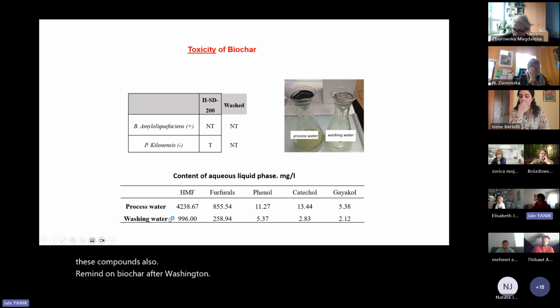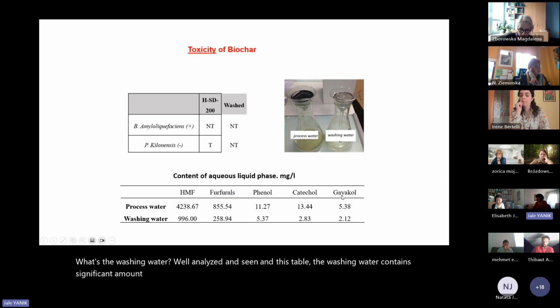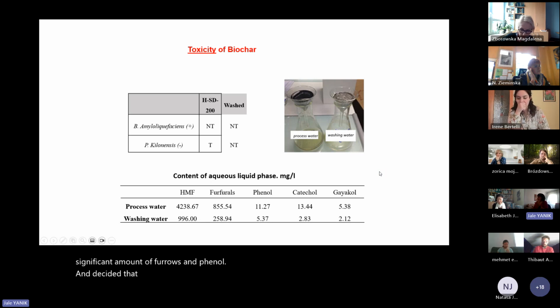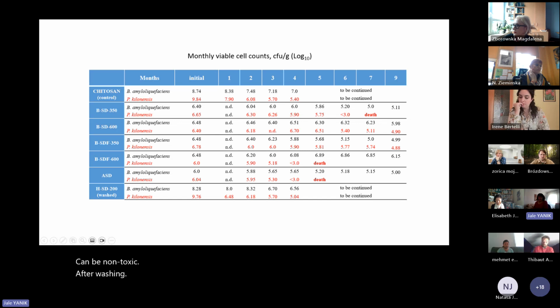the washing water was also analyzed, and as seen on this table, the washing water contains a significant amount of phosphorus and phenol. And we decided that, okay, in the case of biochar obtained by wet carbonization, it can be non-toxic after washing. Yes, here you see the results of the shelf life test.